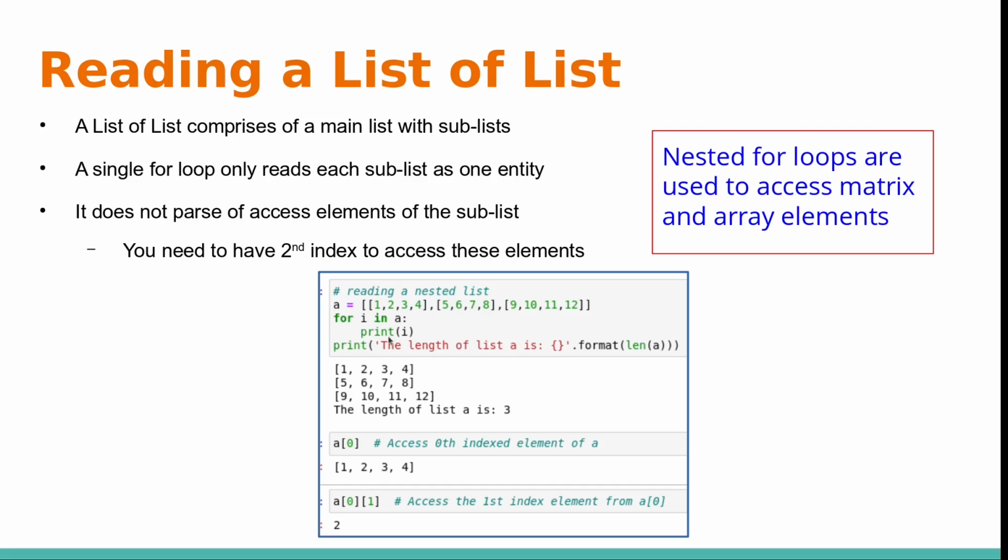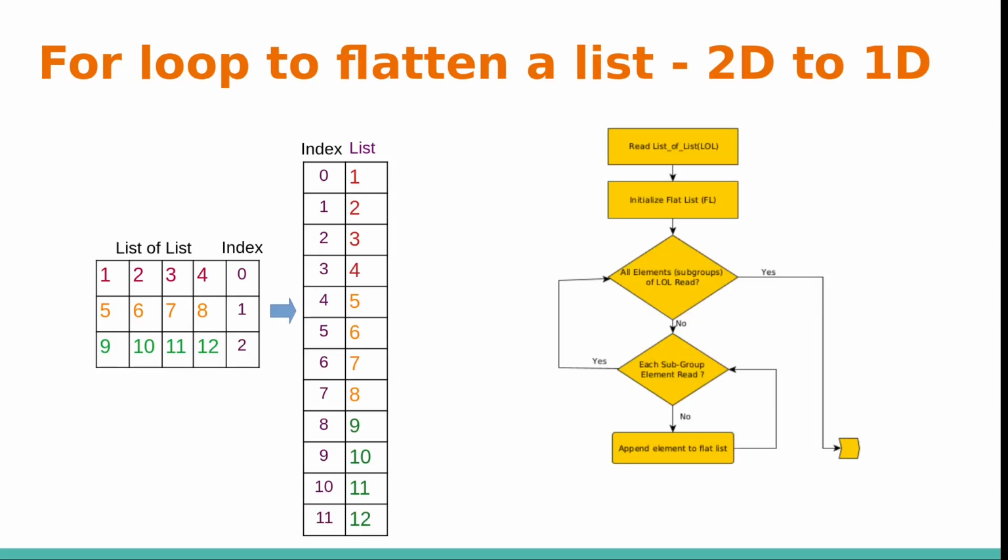A single loop is not able to access the elements of the sublist. It can access the sublist, but it won't access the individual elements of the sublist. To do that, I need to have another loop. What I want to do here is take a for loop and flatten the list from 2D to 1D. In other words, I have a list that goes like this: 1, 2, 3, 4, 5, 6, 7, 8, 9, 10, 11, 12. This has an index of 0, this has an index of 1, this has an index of 2. What I want to do is create a flat list.